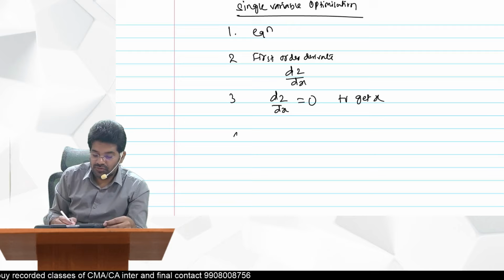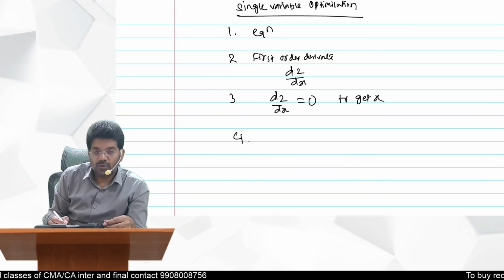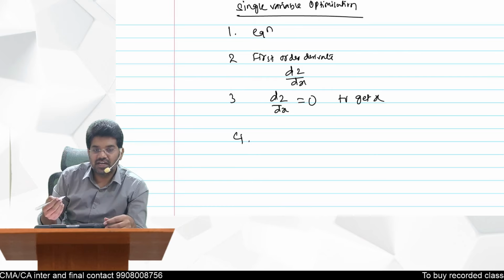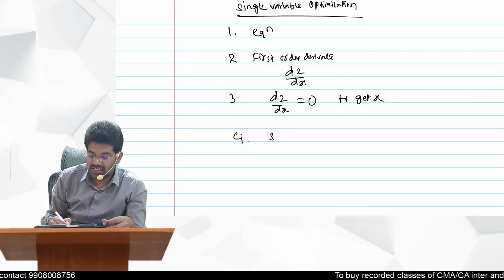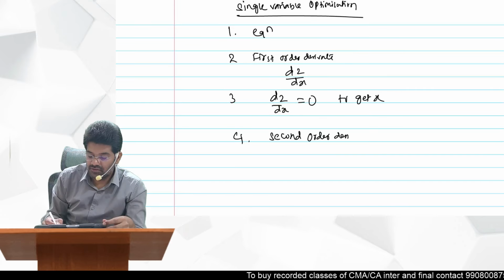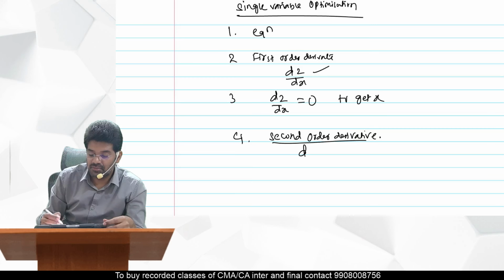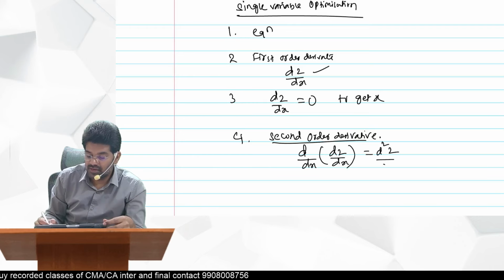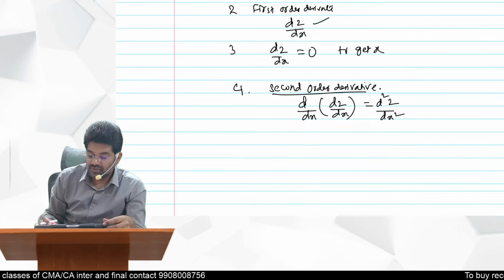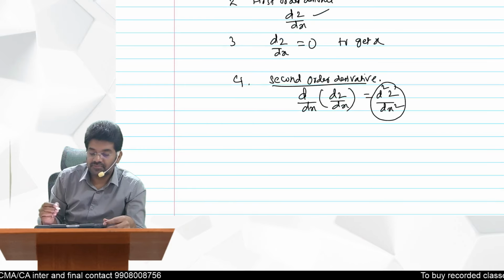Then step number 4, what we need to do is check the sufficient condition, whether we get a maximum point or minimum point. For that, again, the second order derivative we need to apply. That is, again we are differentiating the step number 2. So d by dx of dz by dx, we can call this d square z divided by dx square. So this you should get.